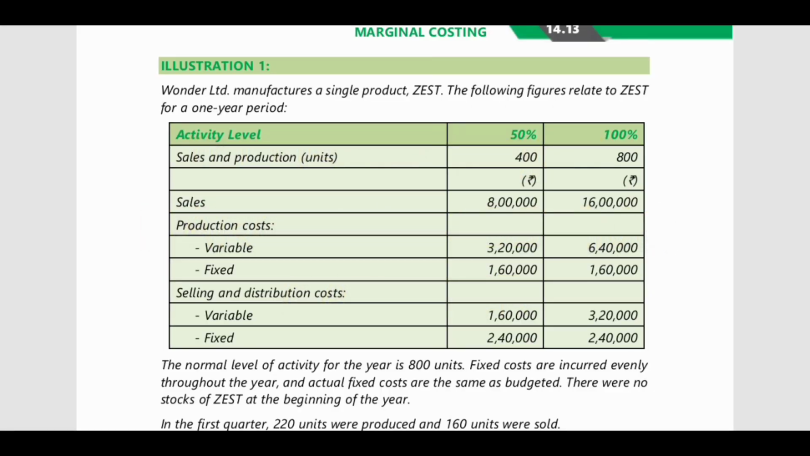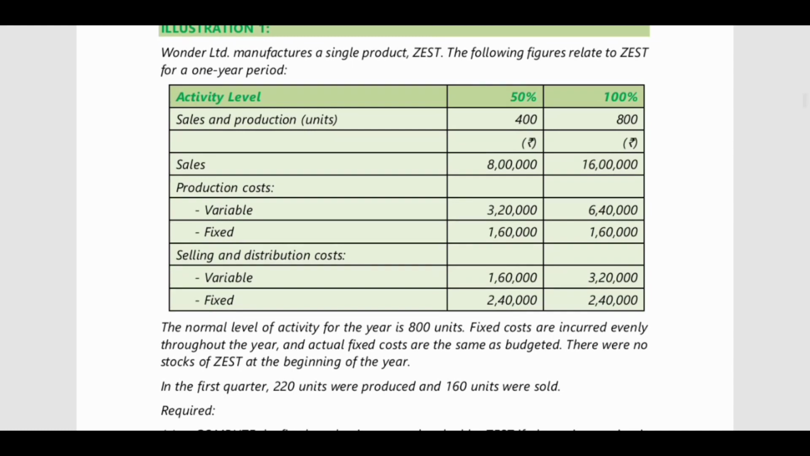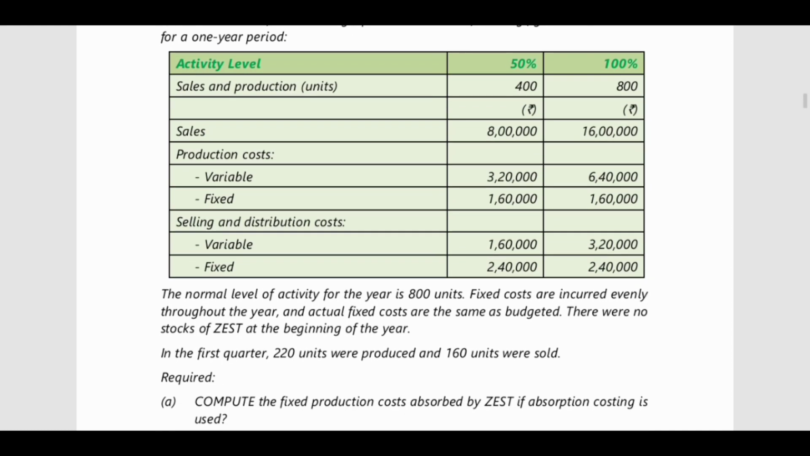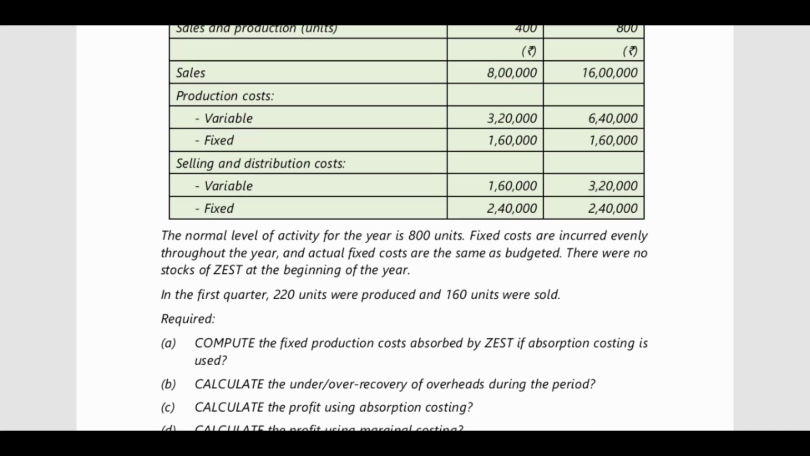So illustration 1, Wonder Limited manufactures a single product called Zest, and the following figures are for 1 year. They have given information at 50% level and at 100% level. They have given sales and production in units, then they have given sales amount, production cost, and they have segregated it into variable and fixed. Same thing related to selling and distribution cost also. They have given variable and fixed cost.